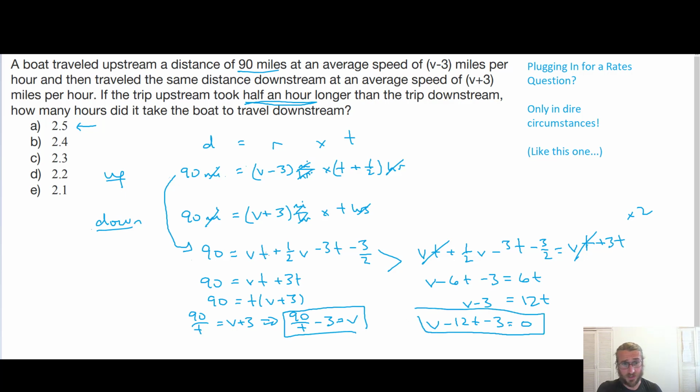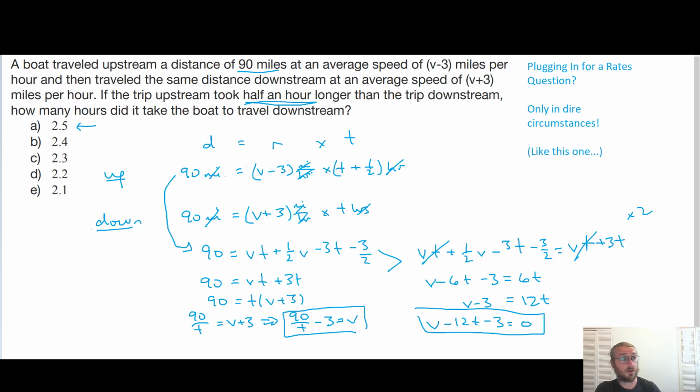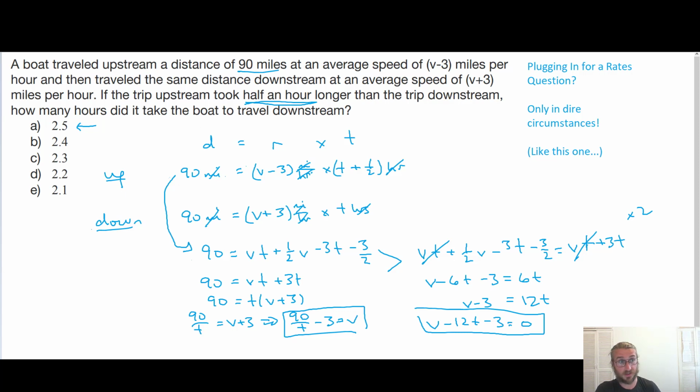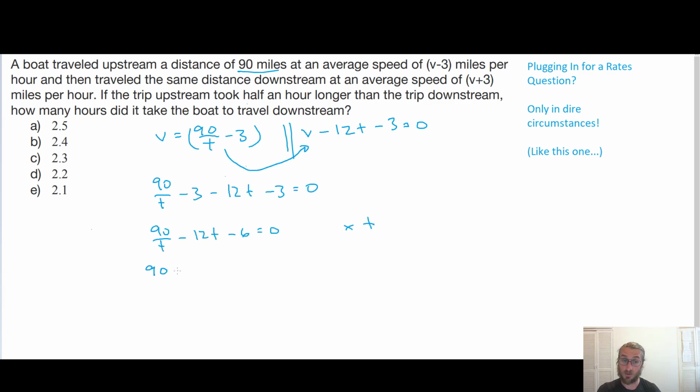What I'm basically going to have to do is find a lot more space to do this. I'm just going to take what I've got here and start a new screen. That's how much space this is going to take. Remember our values were v equals 90 over t minus 3. And the other value was the thing we're going to plug this into, which is v minus 12t minus 3 equals 0 to get our quadratic, okay? So I'm just going to take that, sub in, and it's going to become a lot clearer.